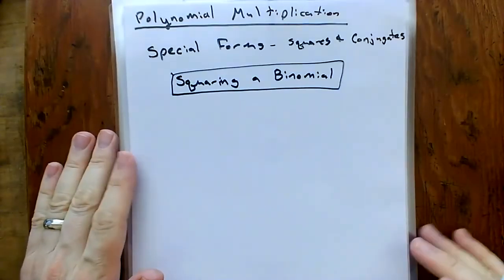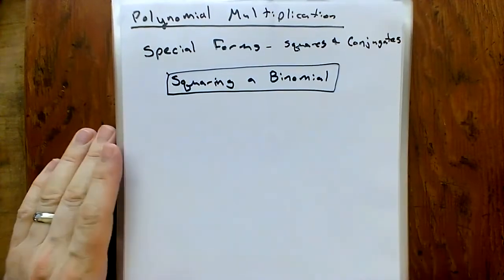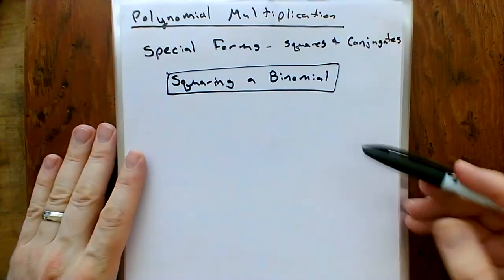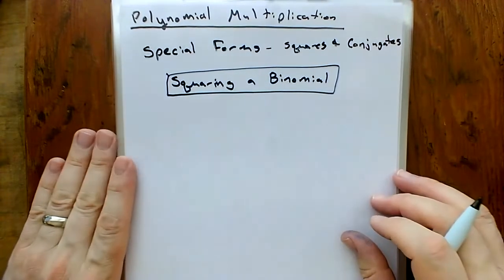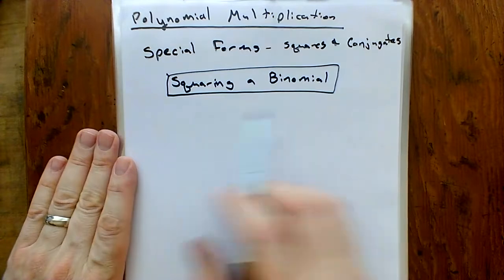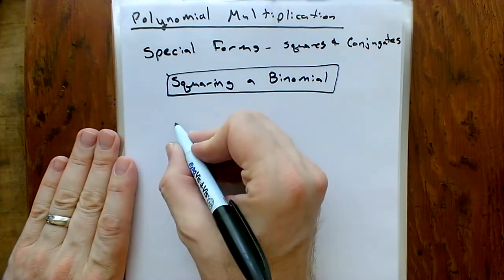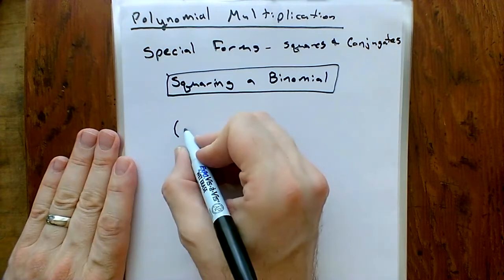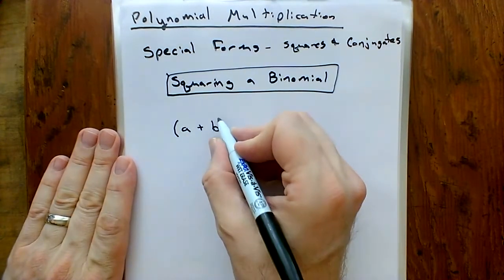Okay, so we're going to be talking about multiplying some polynomials again, only this time we're going to be talking about a couple shortcuts, a couple special forms. So the first special form that we really want to talk about is how to square a binomial. Now, as you know, a binomial has two terms, and I'm just going to use a generic a plus b.